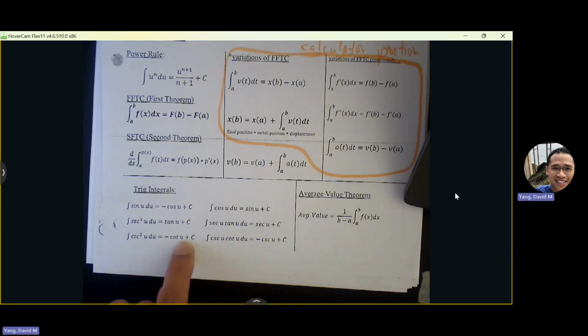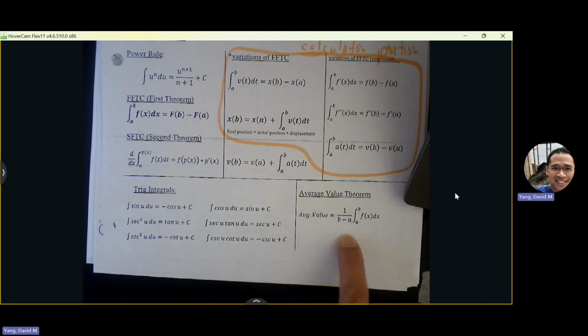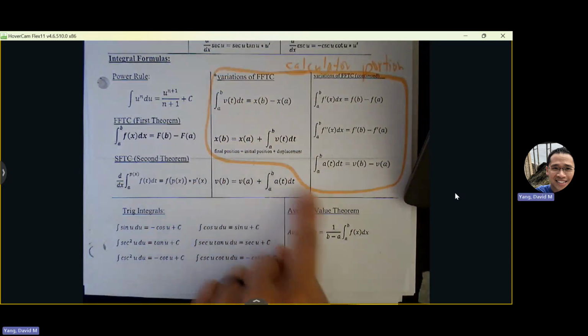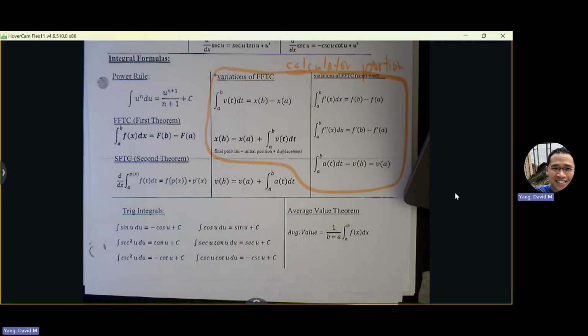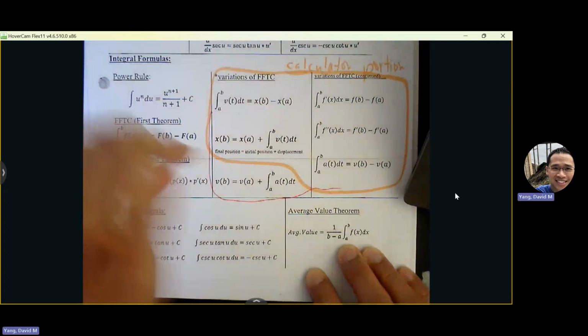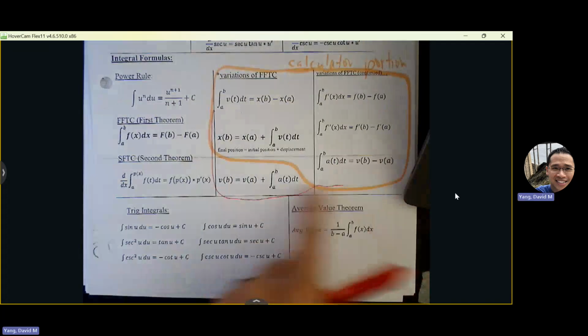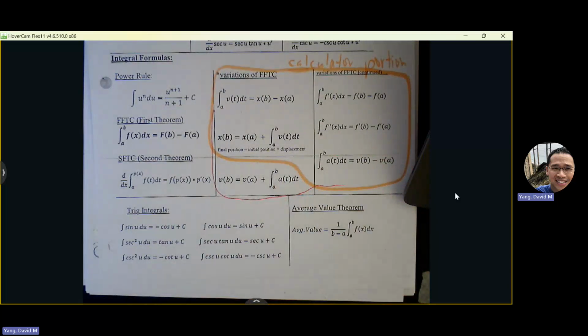Okay, so trig integrals, we've been working on that, but we know they're essentially the same as your derivative rules, just working backwards. And then also average value theorem. Here, what I boxed off here, actually, it should include this as well. This is what we're going to be kind of working on today. So we're going to be seeing some of these formulas, but this is going to be for the calculator portion that you're going to have to know. So you can box that off and know that you don't have to worry about these variations of first theorem for tomorrow's test.